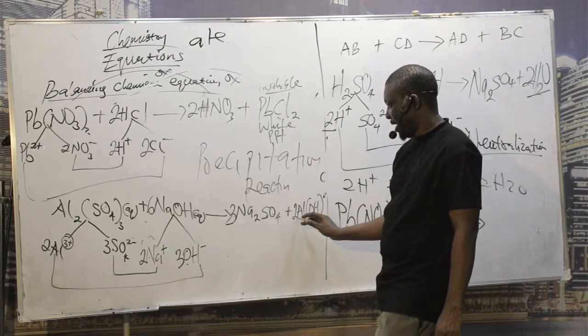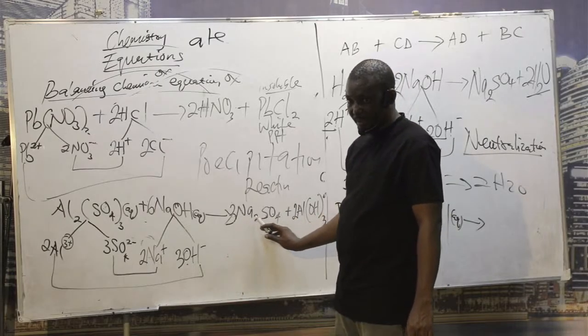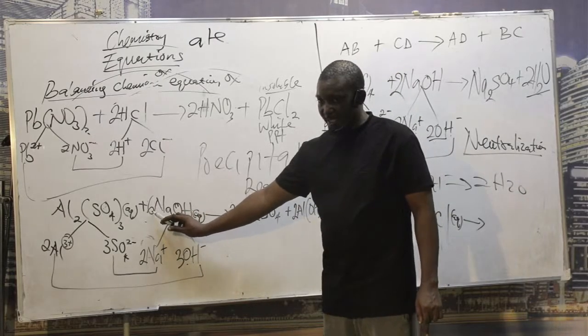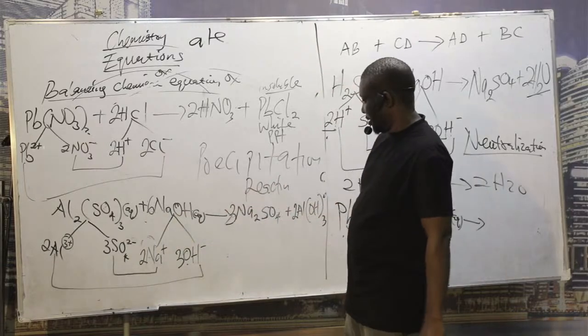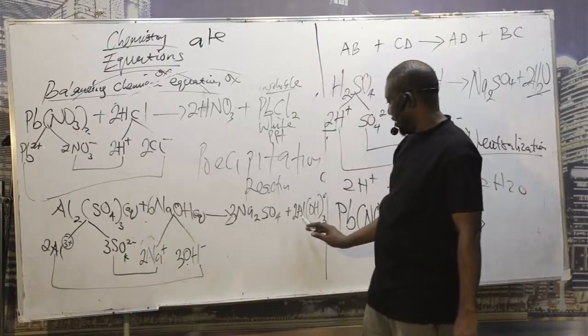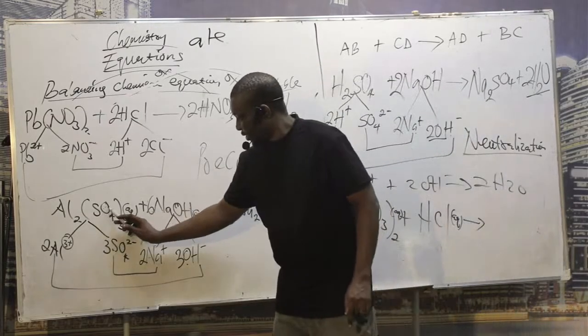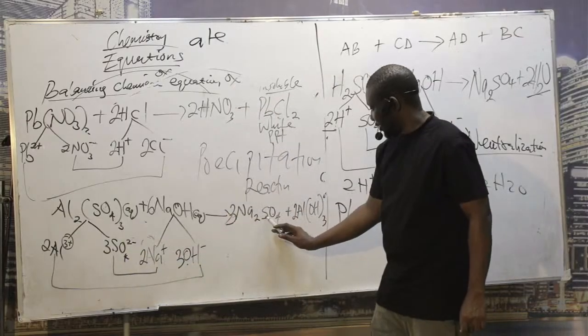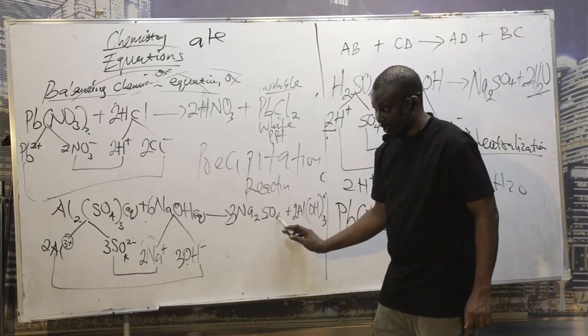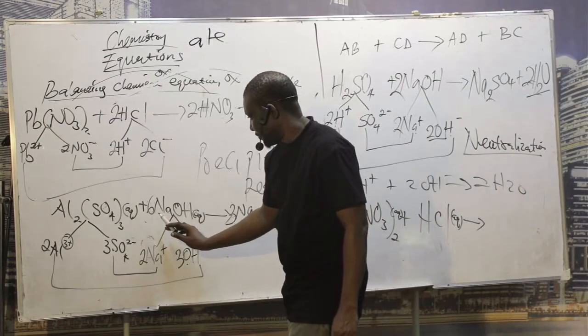Can we check if it's balanced now? How many sodium do you have here? 6. How many here? 6. That one settled. How many Al do you have here? 2. Balanced. How many SO4 do you have here? 3. How many SO4 do you have here? 3. Settled. How many O do you have here?